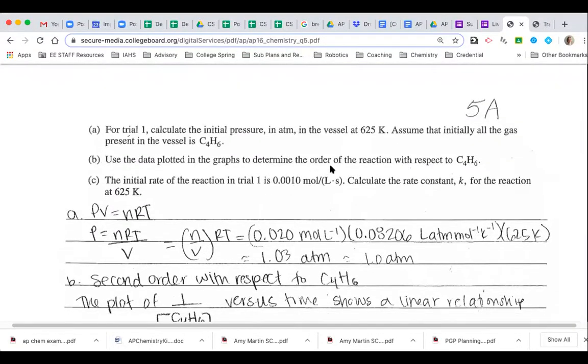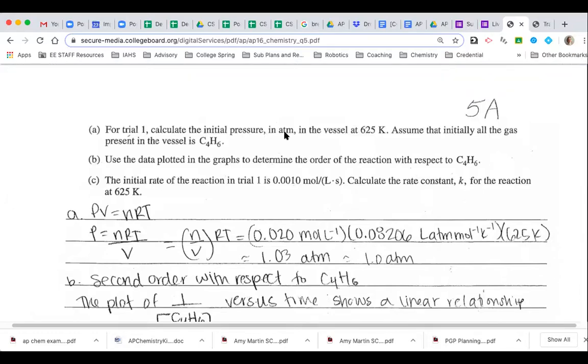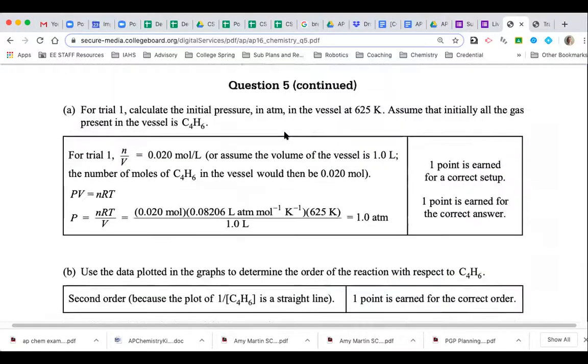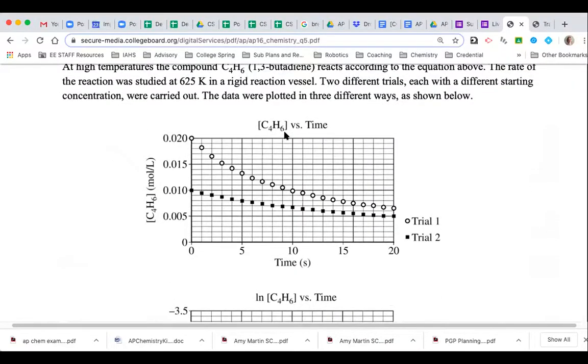Use the data plotted. Oh, go ahead. I just have a question on how you knew to check the first graph that they give us. I understand we get 0.2 because it says trial 1, but it's from initial pressure. So all the graphs, don't they all have their own initial pressures? Yeah, but they said trial 1.